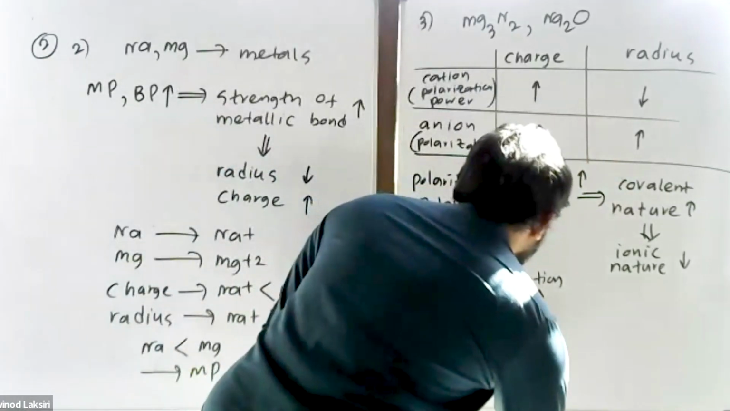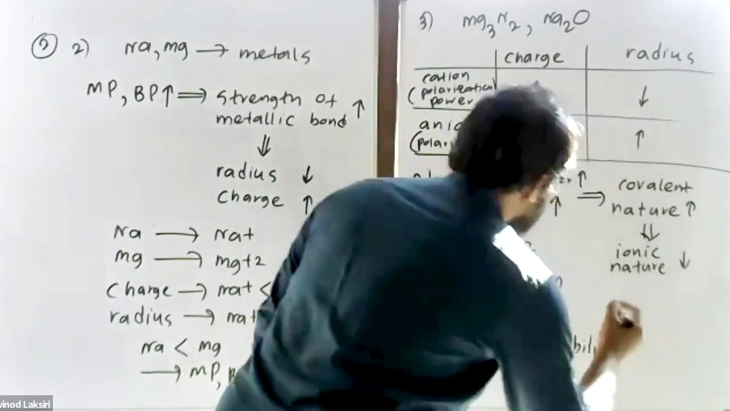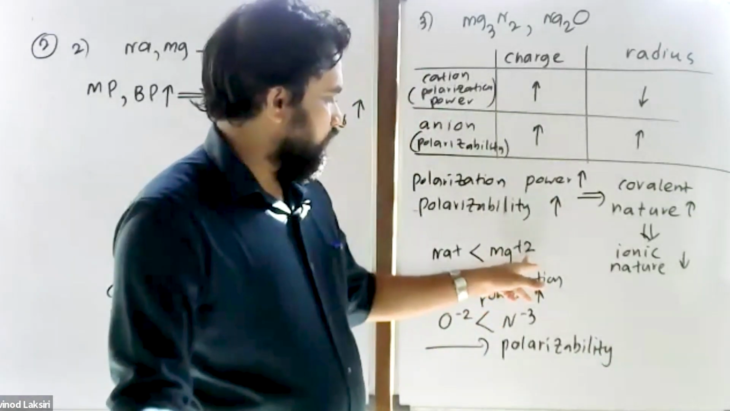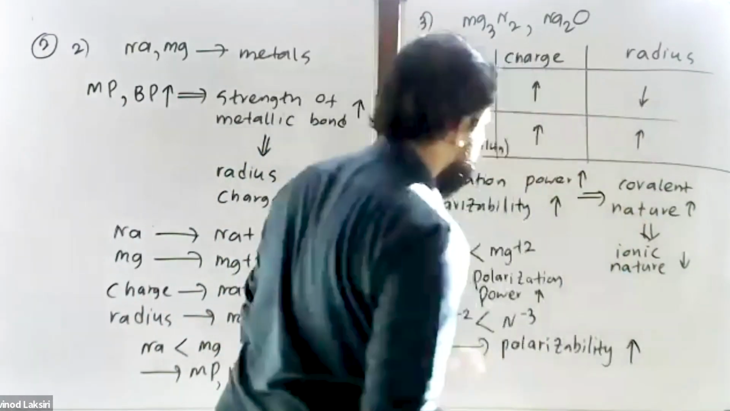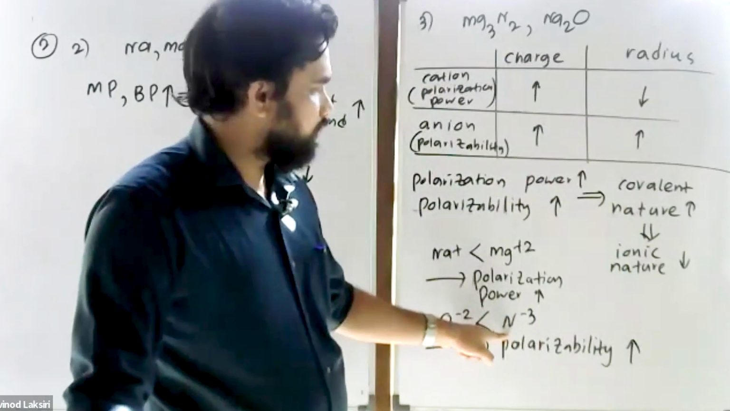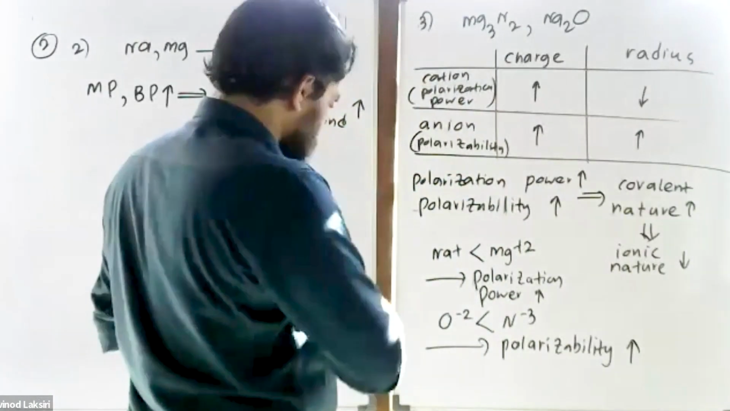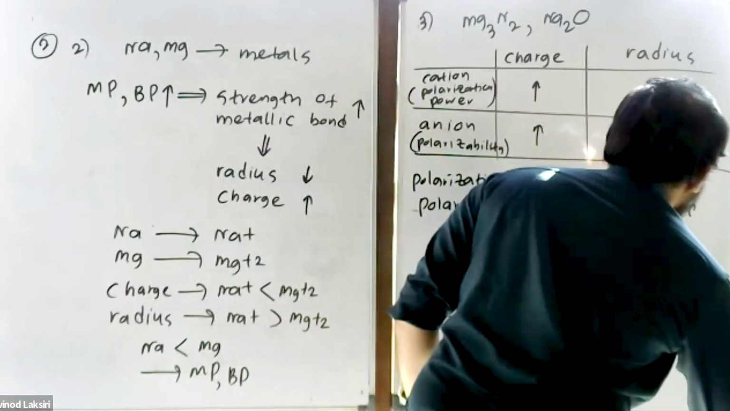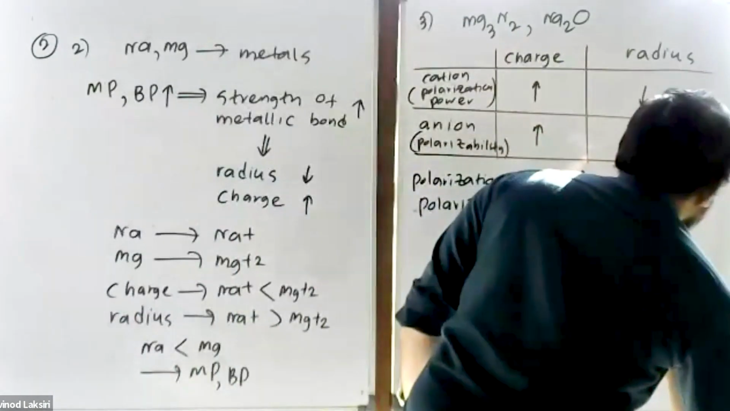Right? Therefore, we can write down the polarizability variation. Right? So therefore, you can understand magnesium plus 2 has higher polarization power and N minus 3 has higher polarizability. Therefore, magnesium nitride is more covalent. Right? Magnesium nitride is more covalent. So here I will write down. When we compare sodium oxide and magnesium nitride, magnesium nitride is more covalent. This side covalent.